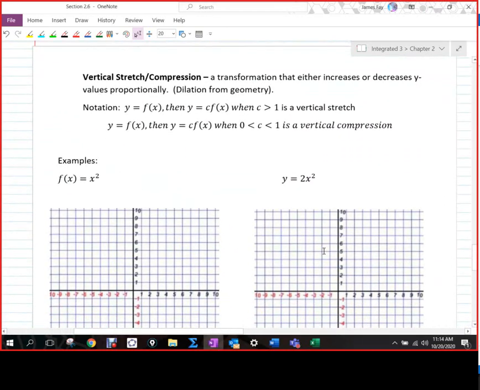I want to talk now about, I think the vertical movement is maybe the easiest transformation because instead of adding or subtracting the whole thing, it just changes the y's. I think the second easiest is dealing with a vertical stretch or a vertical compression, okay?